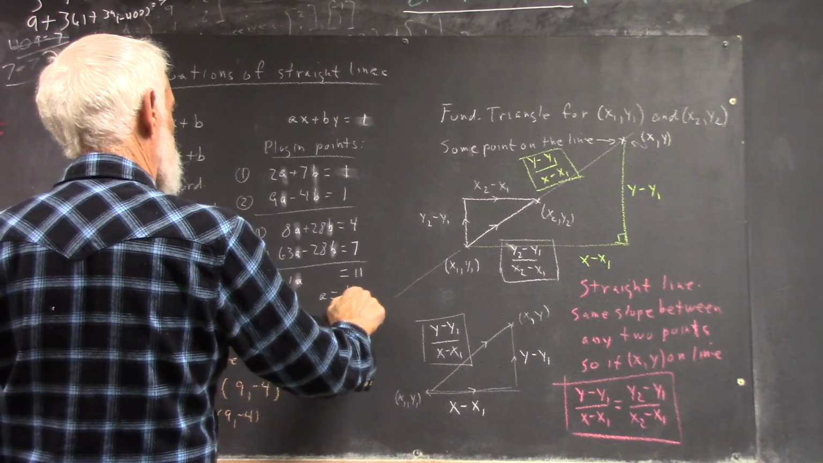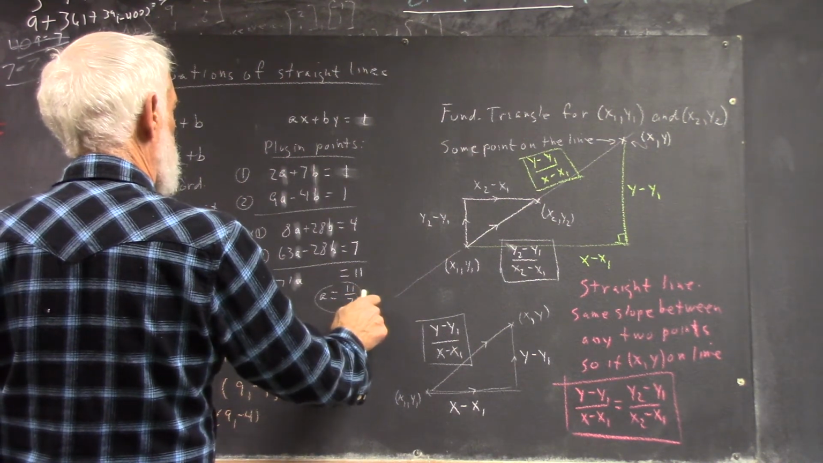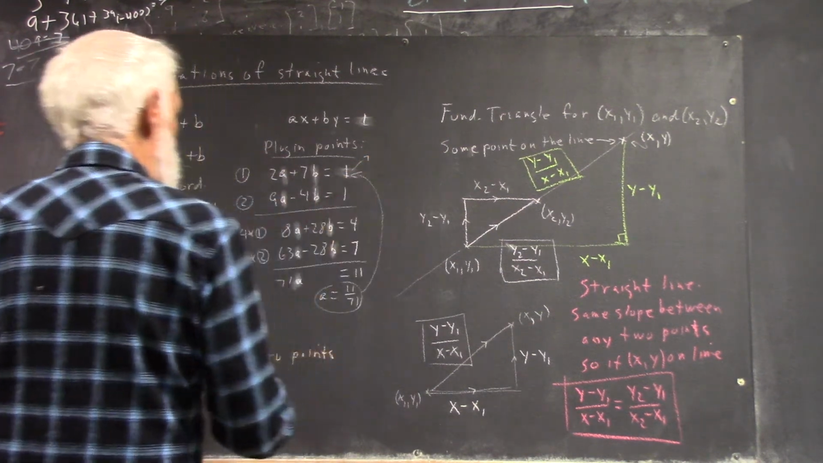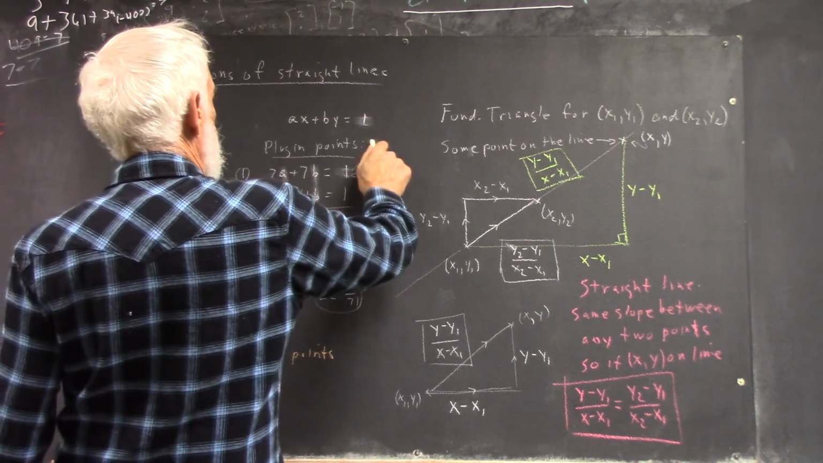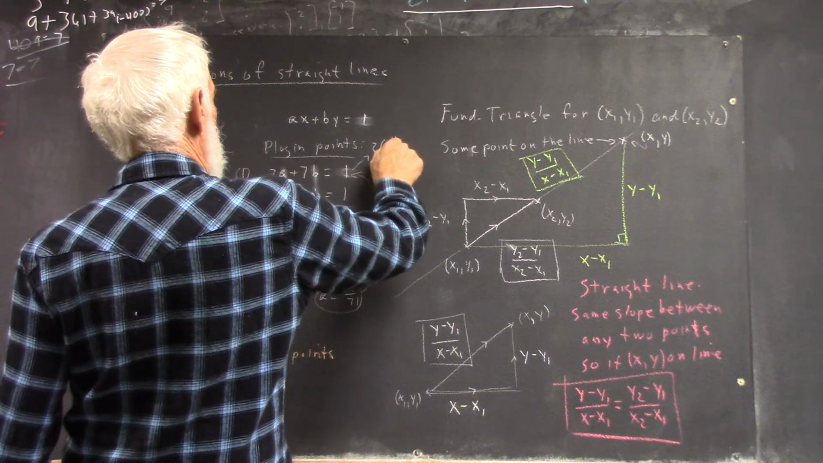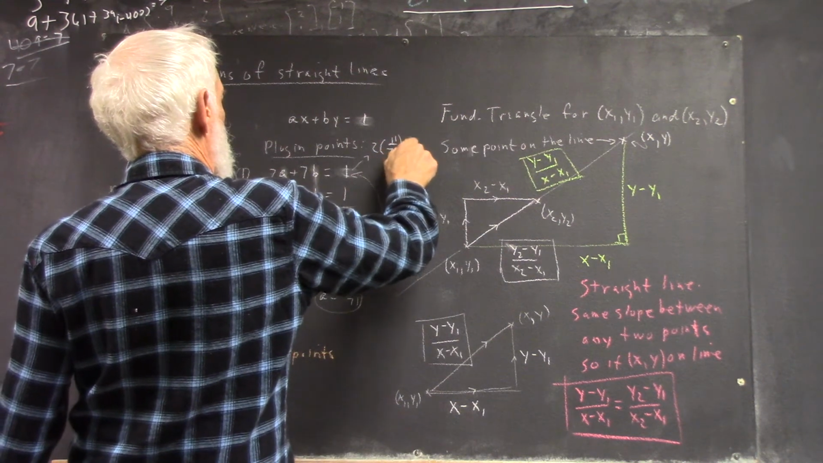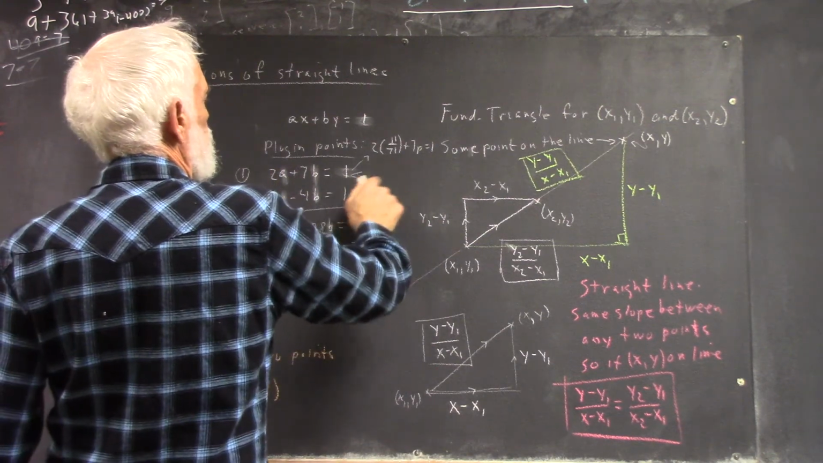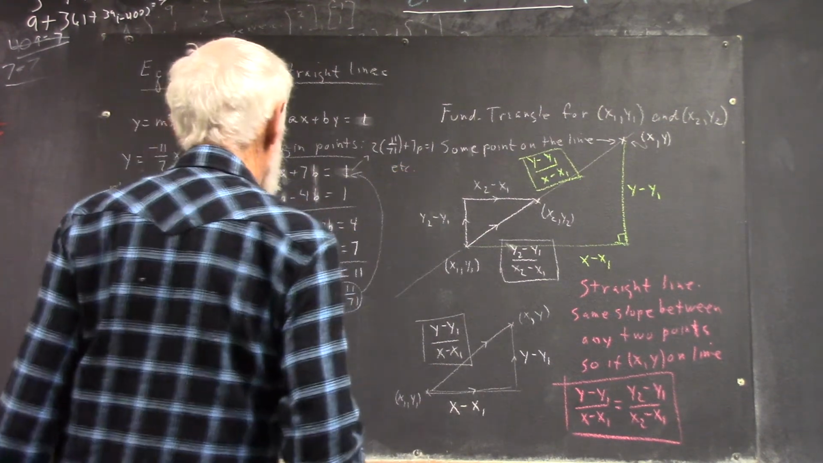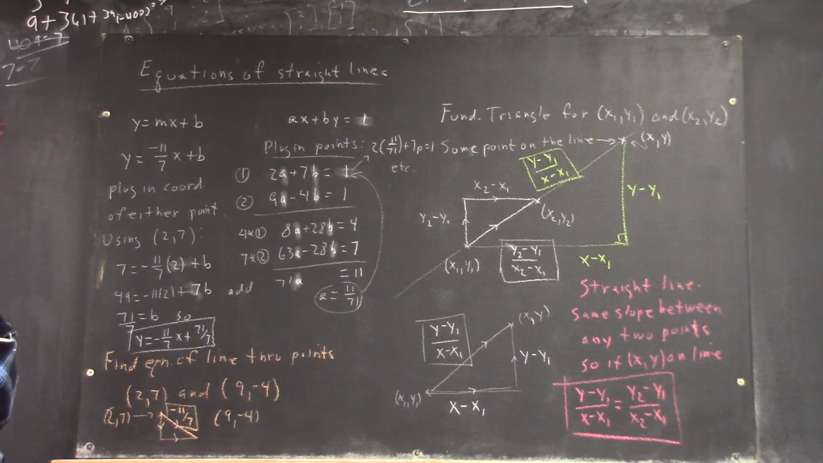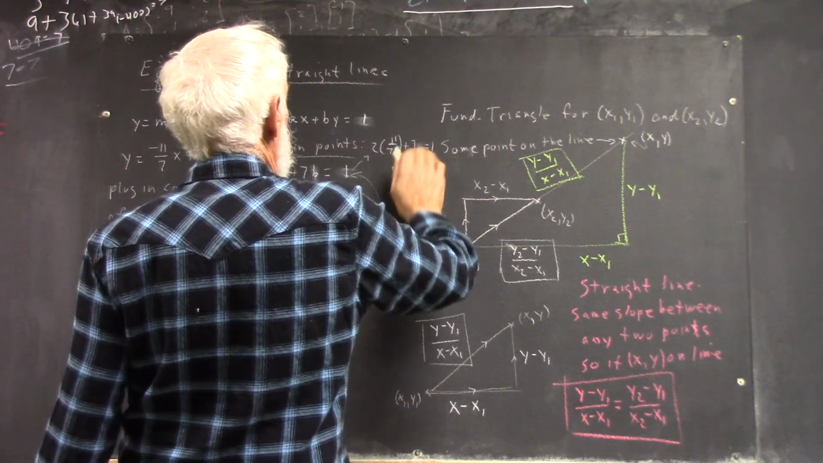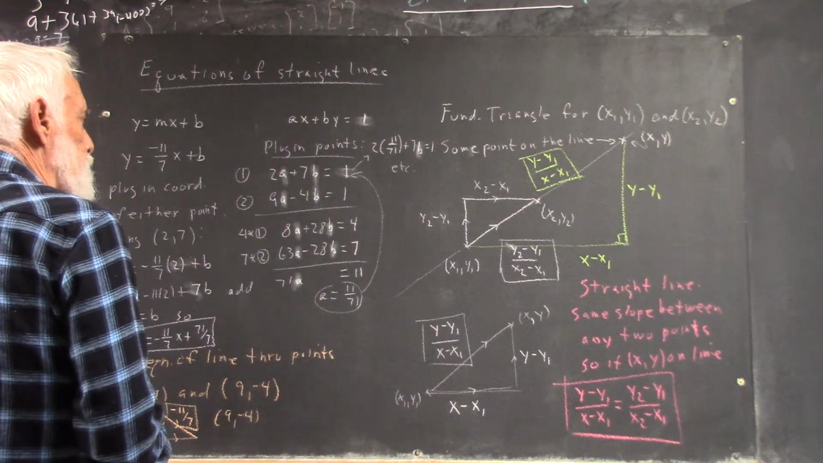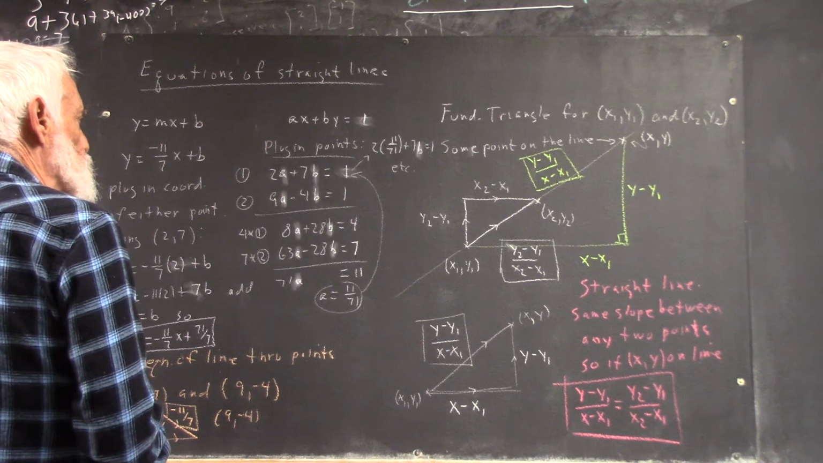A equals 11 over 71. Plug that into one of these equations, and you get 2 times 11 over 71 plus 7b equals 1, etc. Okay? Multiply both sides by 71. That gets a little messy.